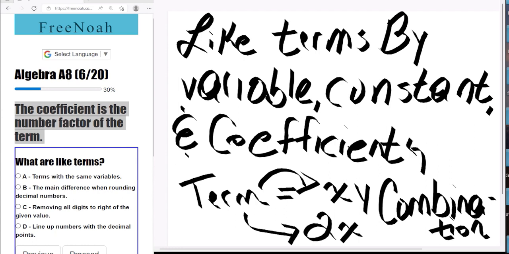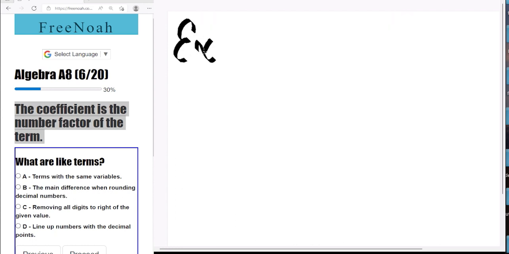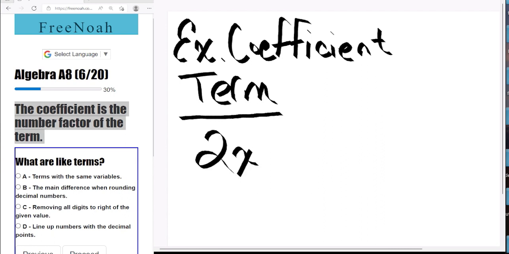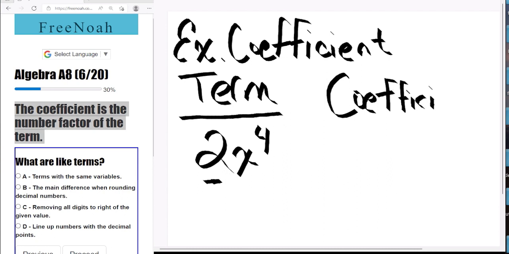Well, we can only combine like terms, and we have to classify them by evaluating their variables, their constants, and their coefficients. So, for example, let's title this here coefficient terms. We have here a term 2x to the 4. What's our coefficient? Well, our coefficient is the number 2.